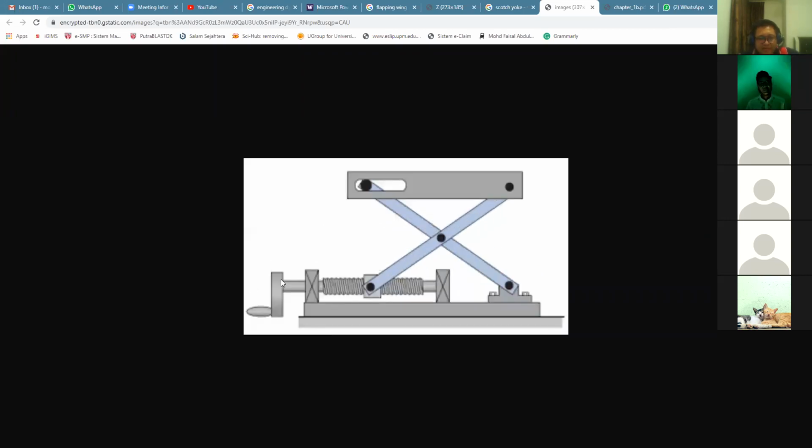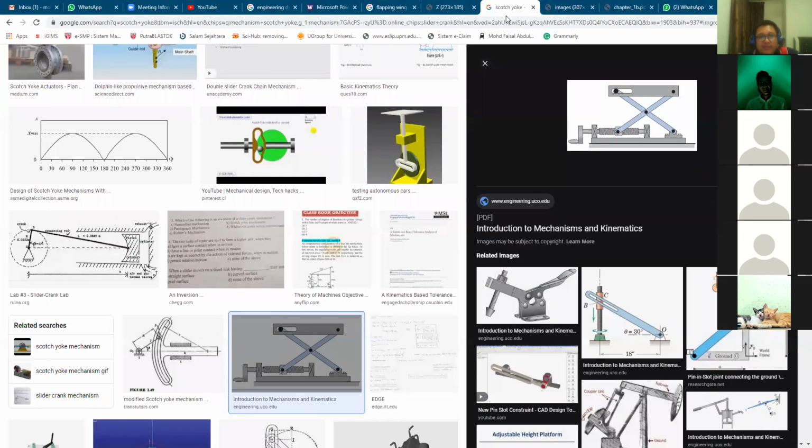This is a screw. Okay, when you rotate this part using your hand, this particular slider will move either to this side or that side, to the left or to the right, depending on the rotation, whether it is clockwise or anti-clockwise. So that this platform here can lift up something.